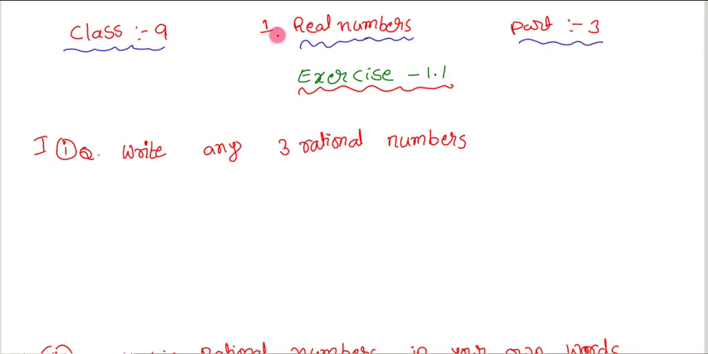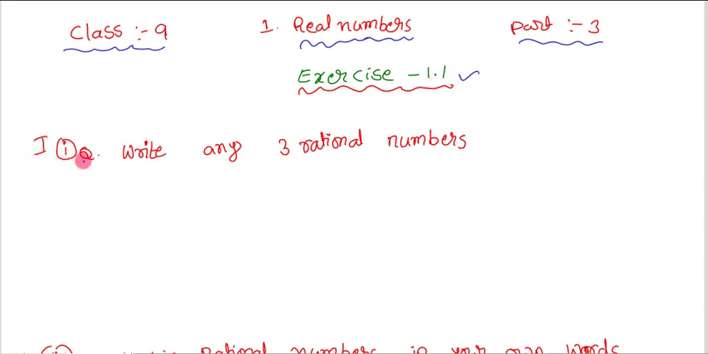Today we are going to discuss class 9 maths, that is Real Numbers, and this is part 3. Previously we have finished part 1 and part 2, where we discussed the synopsis or important concepts which are necessary for exercise 1. Now we are going to start exercise 1.1. First exercise, that is the first question.